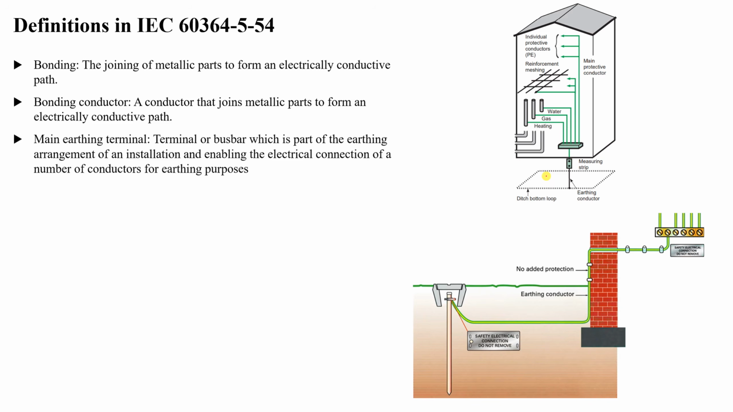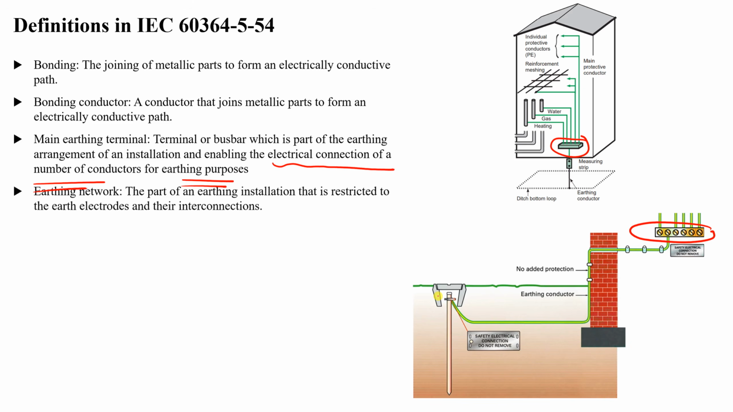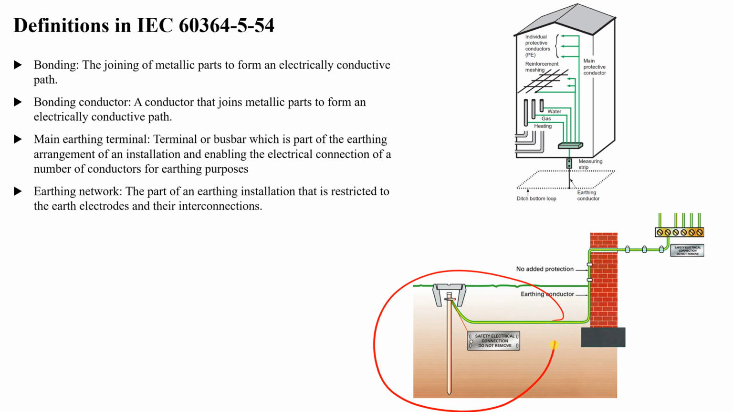Another definition is the main earthing terminal, this one or this one. This one is the bus bar or terminal, which is part of the earthing arrangement. Anyway, it gives us the electrical connection of a number of conductors for earthing purposes, so we provide a connection to the earthing electrode system. The earthing network is the part of the installation which is connected to the earth electrodes and their interconnection. Earth electrodes are vertical, and their connection between them may use a horizontal conductor.